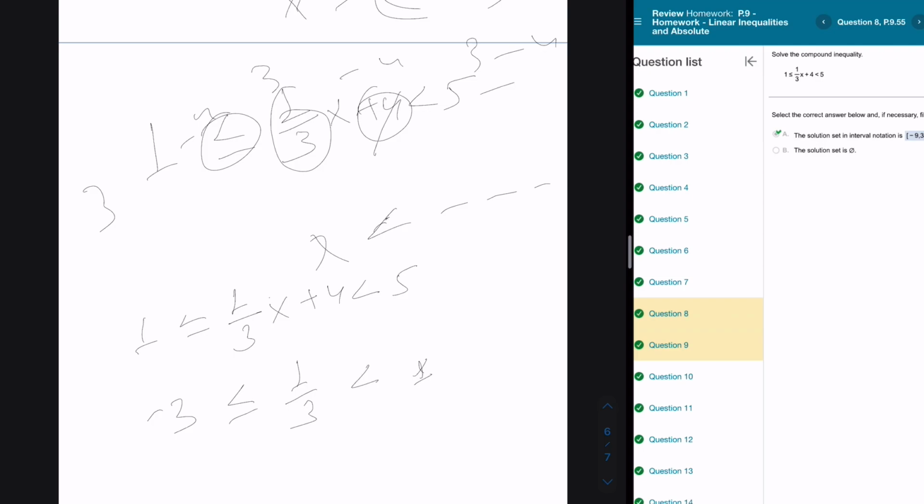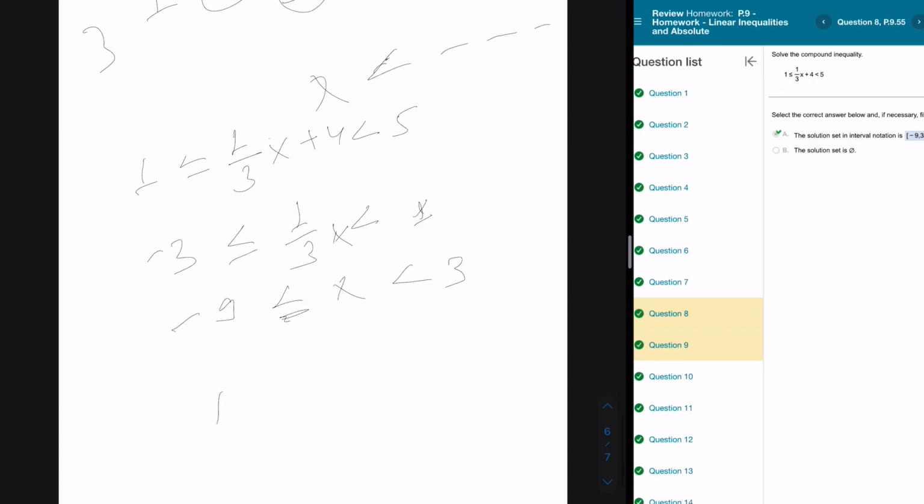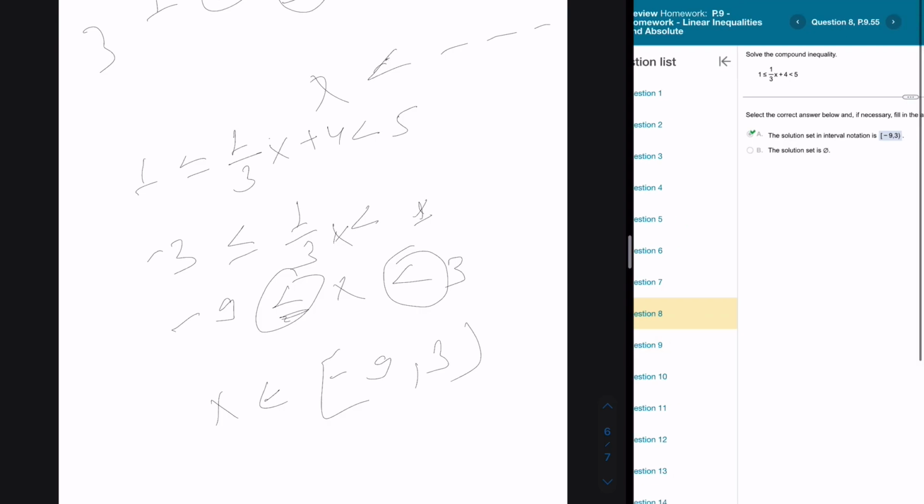Look at the sign. Always be careful about the sign. Now multiply all sides by 3. Minus 3 into 3 is minus 9. Here will be only x. Then 3 into 1 is 3. Always look at the sign. Now we can write this equation as minus 9 to 3. But look at the sign. It is just less than, so small bracket here. Greater than and equal to, so big bracket at minus 9 to 3. That's the answer.